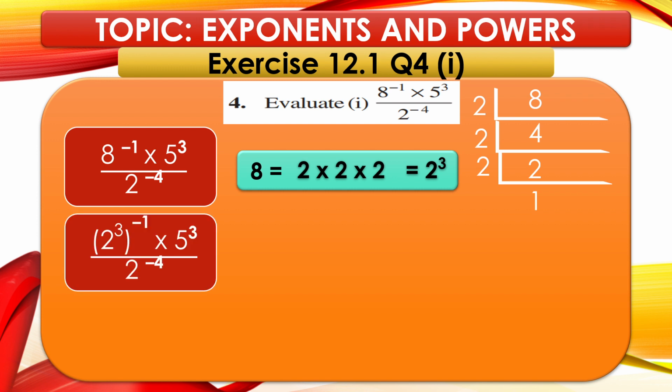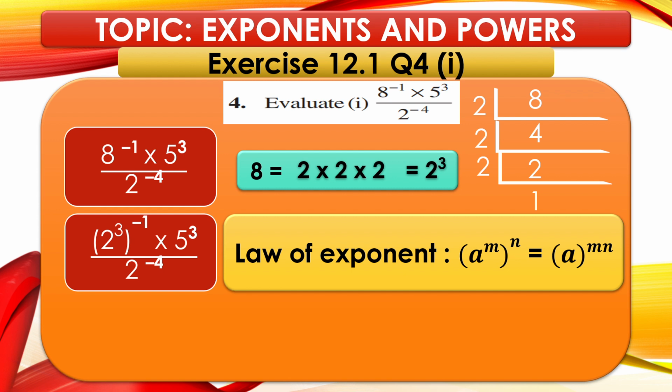So it becomes 2 to the power of 3 whole to the power of minus 1 into 5 to the power of 3 divided by 2 to the power of minus 4. Now the law of exponent which can be used here is a to the power of m whole to the power of n is equal to a to the power of mn. So when you have two powers, you can multiply the powers.